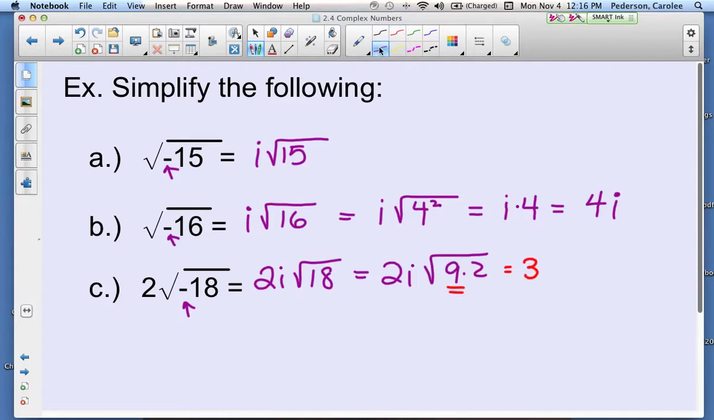And then you still have this 2i. And then what's left is this square root of 2 will stay underneath. So you want to multiply like parts together, the 3 and the 2, which is 6, and then i, and then square root of 2 stays underneath.